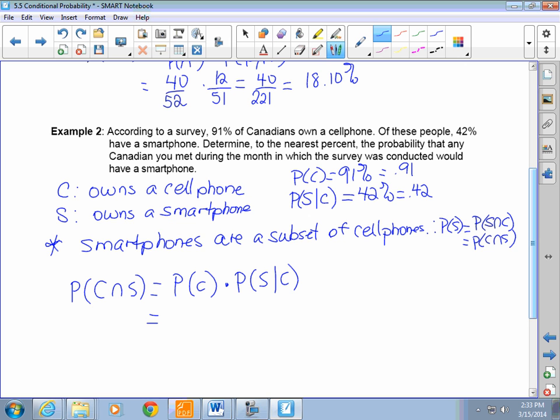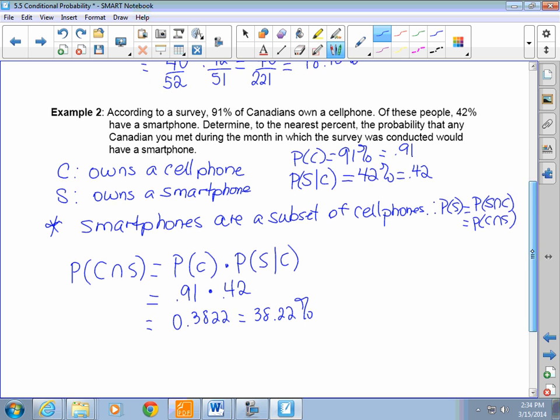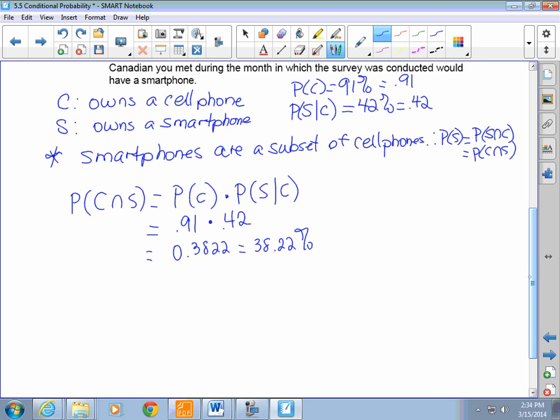So the probability of them having a cell phone is 0.91. The probability of them having a smartphone given they have a cell phone was 0.42. So this equals 0.3822, so that's 38.22%. So the probability that a person has a smartphone then is 38.22%.